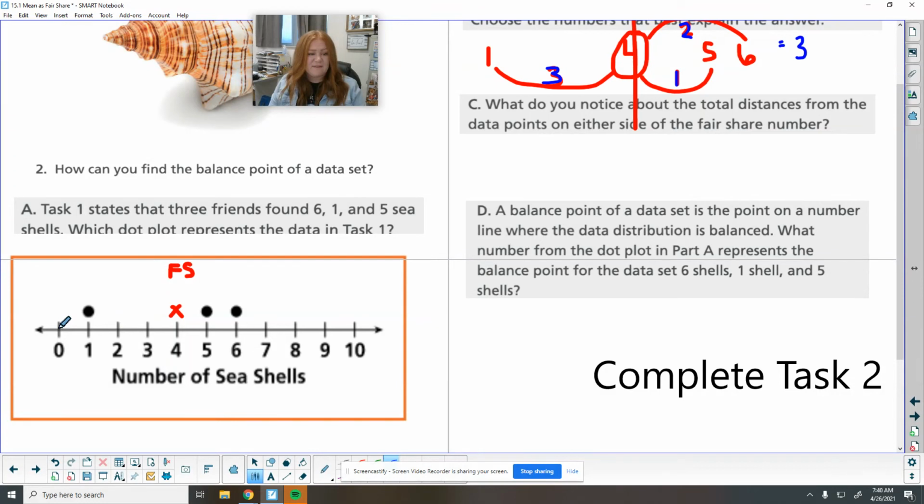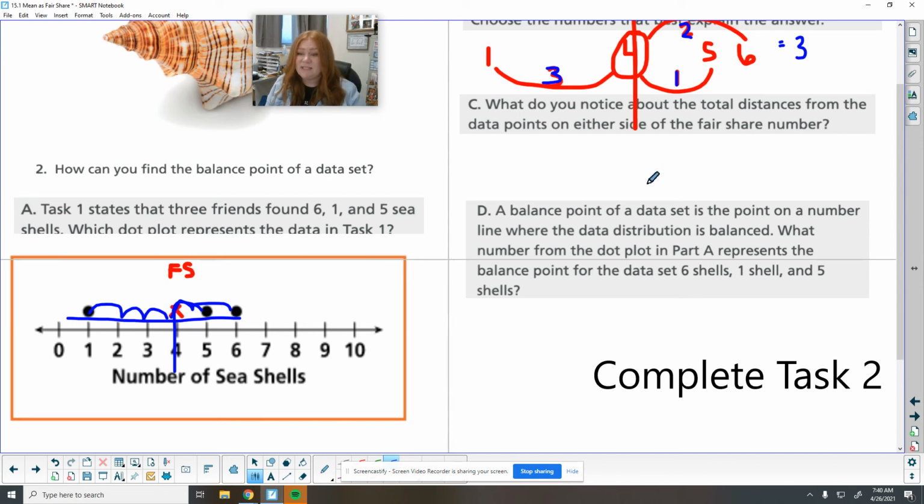We can think of this as a balance. Here is that centerpiece, and it's resting this tray on here. These ones are a little heavier. They're 5 and 6, but they're much closer to this point here, where this one is farther away, so it balances it out. They each have a distance of 1, 2, 3, and 1, 2, 3. So their distances are the same to get to the point. No matter how many are on either side of that point, we want the same distances, which gives us that balance point or our fair share number.